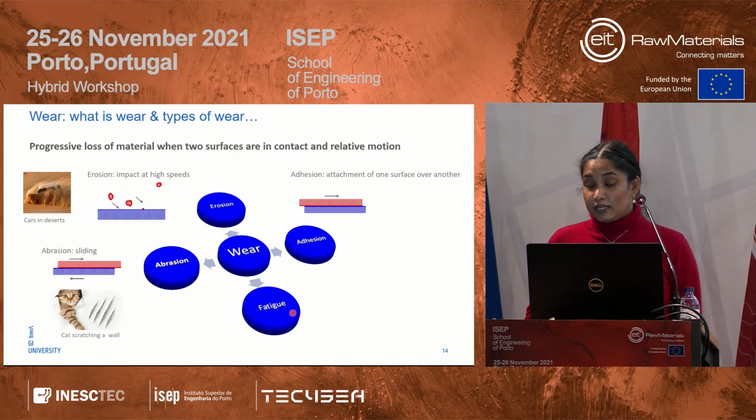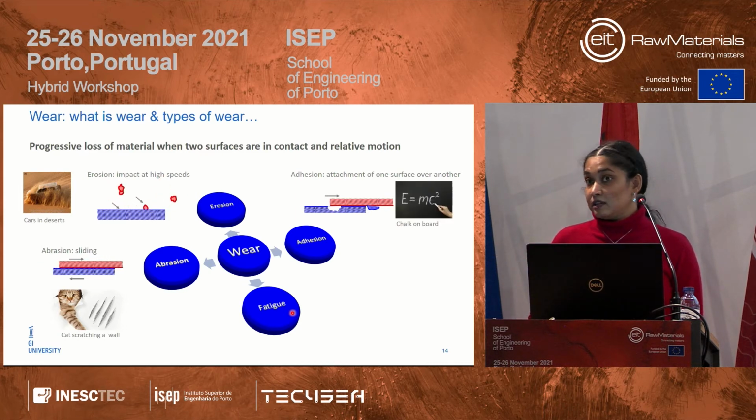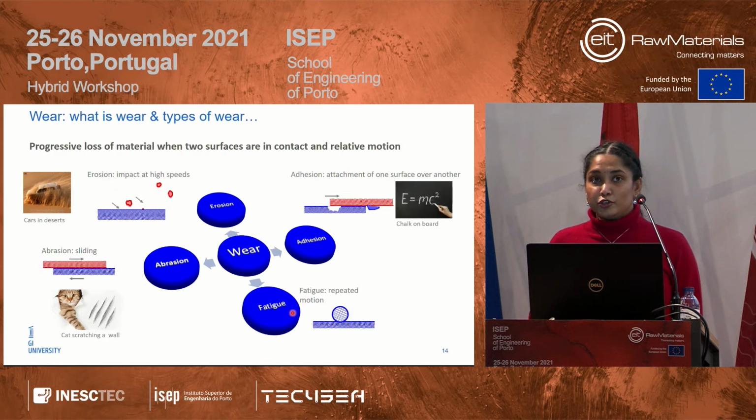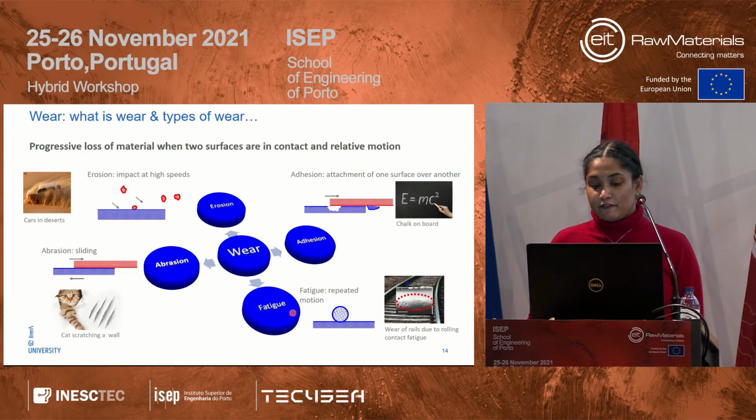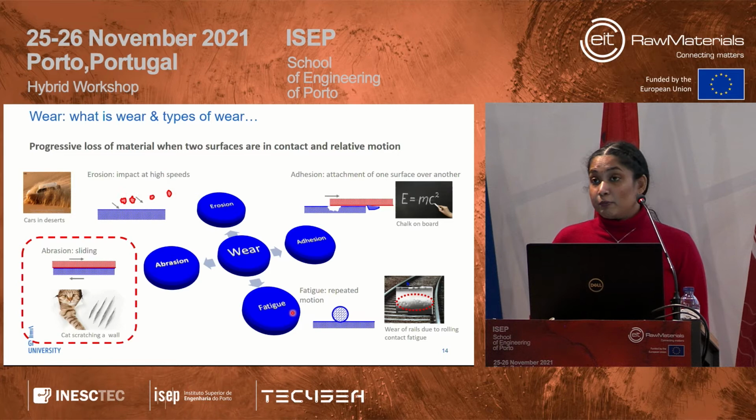Then we have adhesion. Adhesion is where two surfaces slide against each other. But the difference between abrasion and adhesion is that in this case, the material sticks and is then removed. So this is a difference in mechanism, and we see that in our daily lives in this example. Fatigue is where we have repeated motion on a particular substrate, and there we have the example of rails, which are worn out because of continuous operation. Now I'm going to focus more on abrasion, because that is the phenomenon that we expect might happen in the contact of sand, water, and in the case of LIBS.